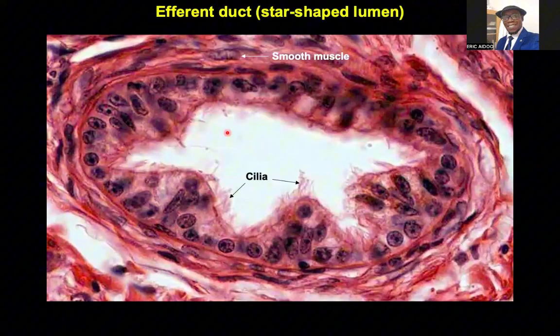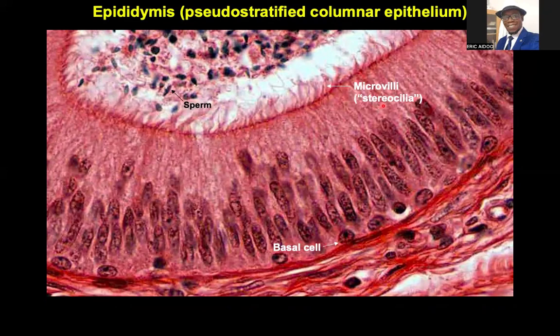So this is a high power of an efferent duct, you can now appreciate the undulating nature of the epithelium. That's the lumen. Those are smooth muscle cells. Cilia, cilia are also coming from the spermatids, the tails of the spermatids, which are developing into sperms, which are now maturing. So that's the basal cell. So that's the epididymis.